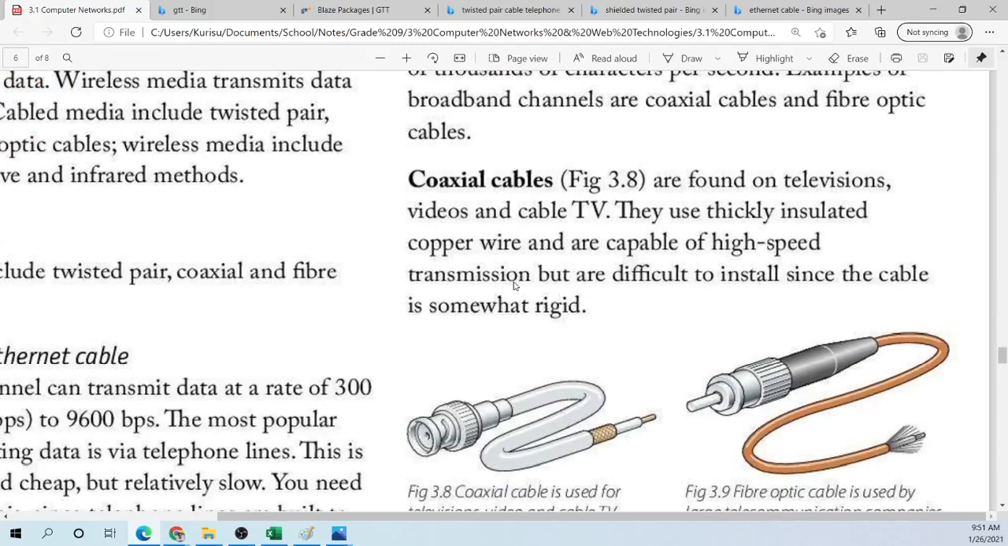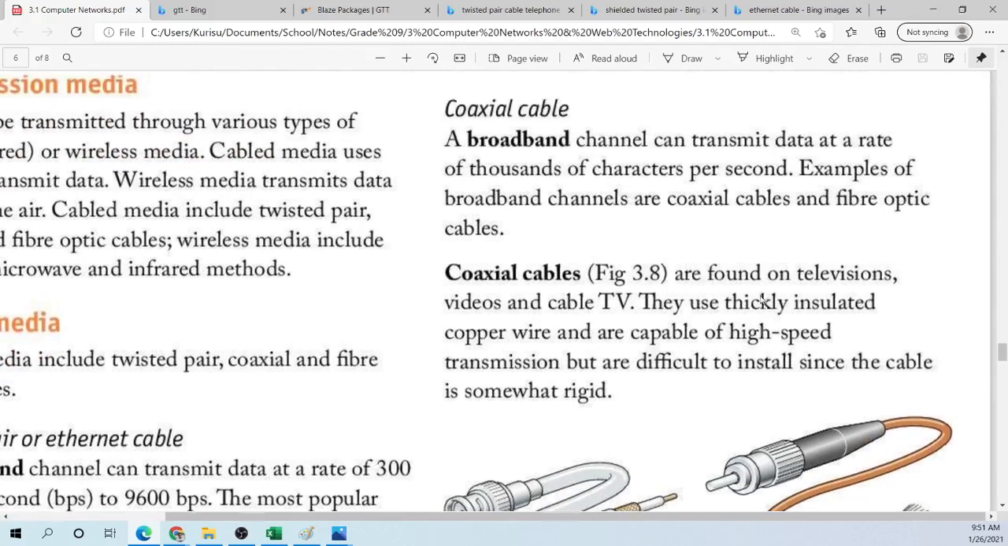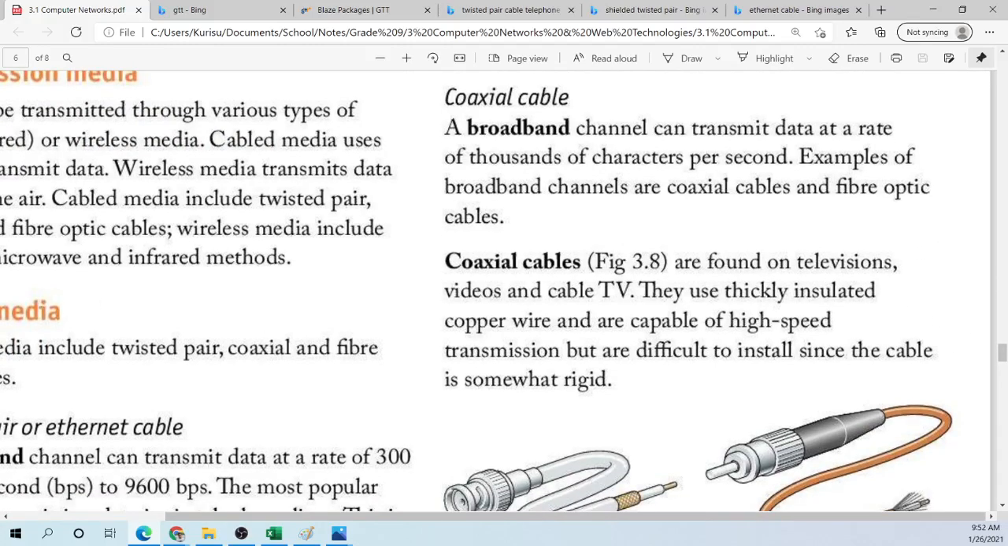So the next cable that we're going to be looking at is the coaxial cable. All of you should be familiar with this cable because it's actually the cable that you use for your television. So, Pamela, you could read the next two paragraphs.